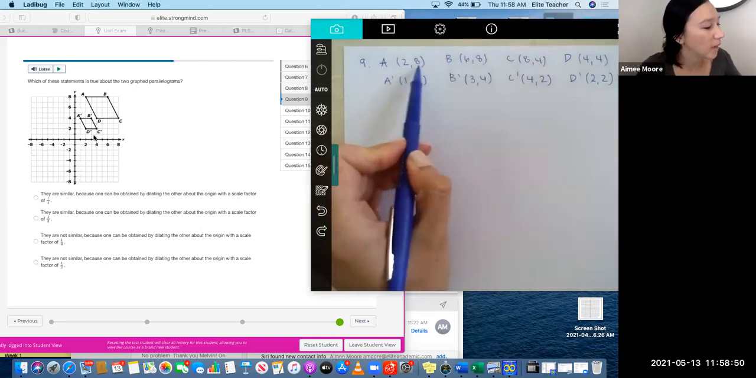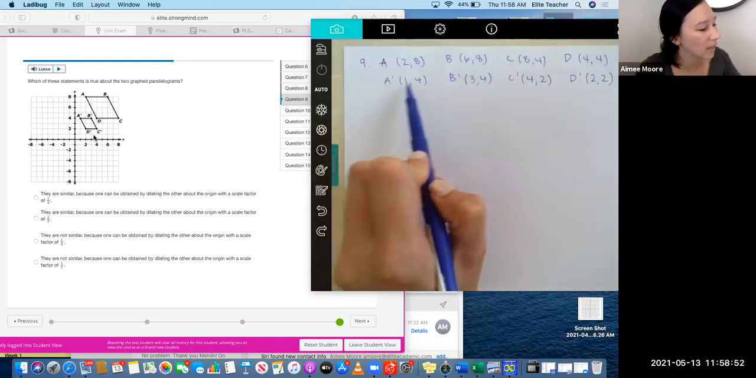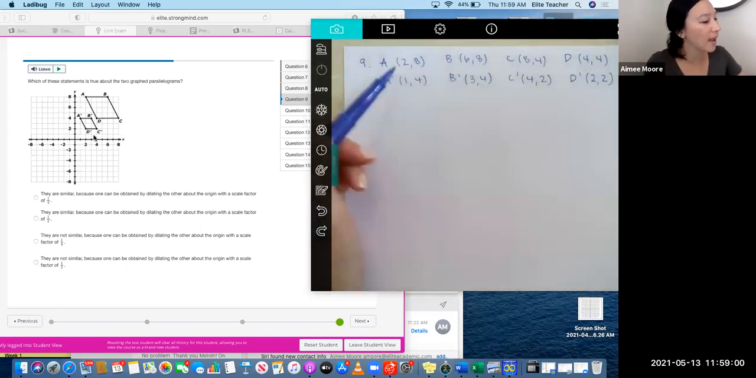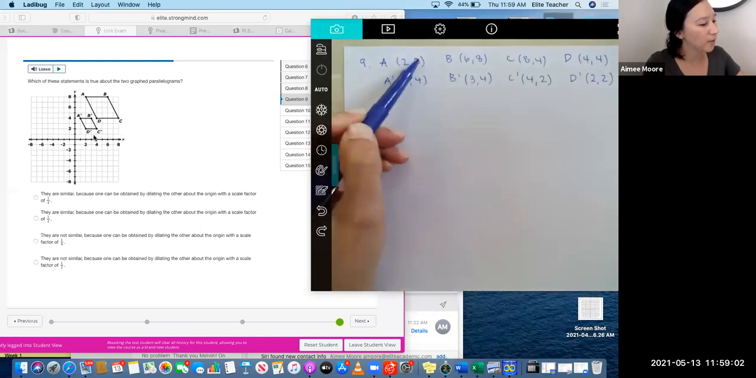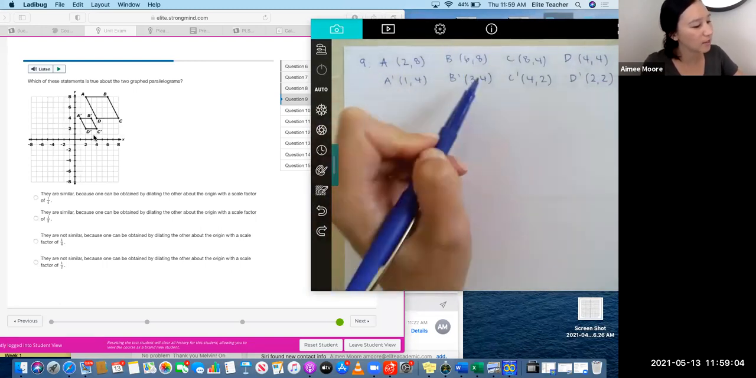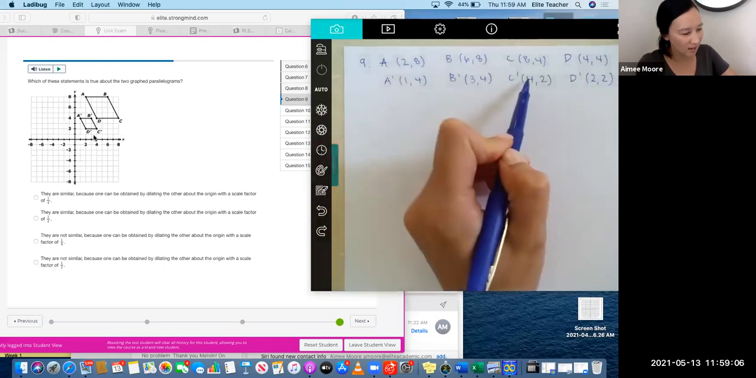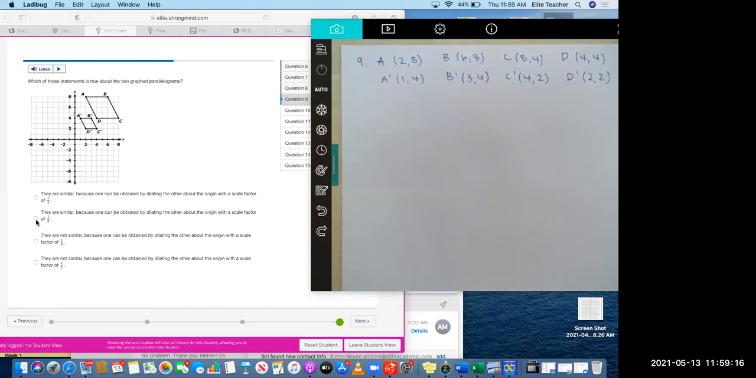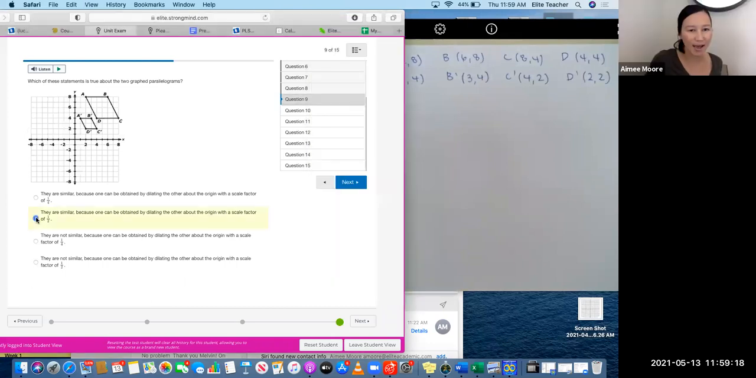So what are we doing with our original points to get the new points? What's the scale factor? A scale factor of 1/2. Yep, of 1/2, and that works for all of them, right? 1 is half of 2, 4 is half of 8, 3 is half of 6, 4 is half of 8, and so on. So are they similar? Yes. Yes, and their scale factor is 1/2.